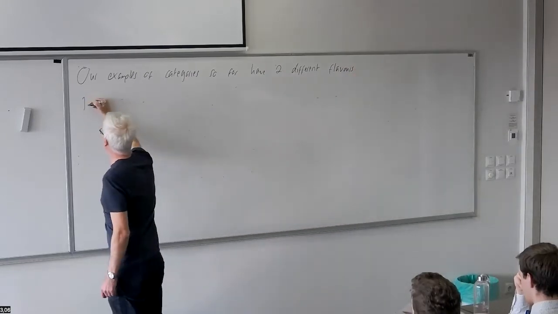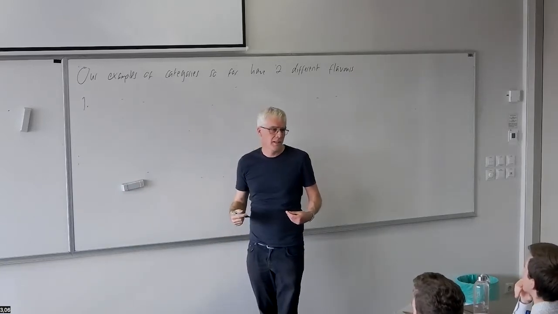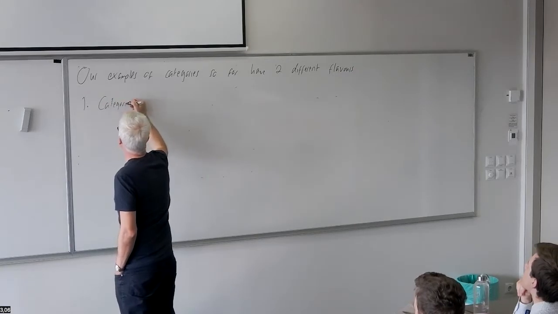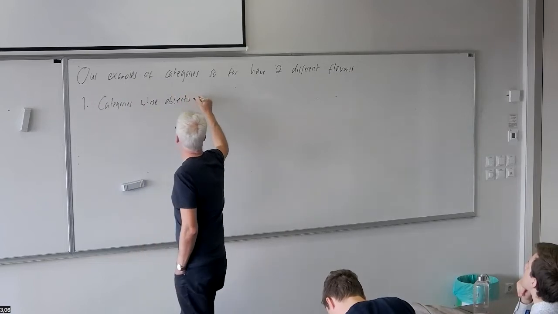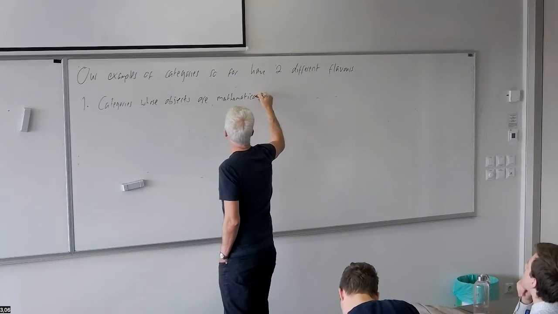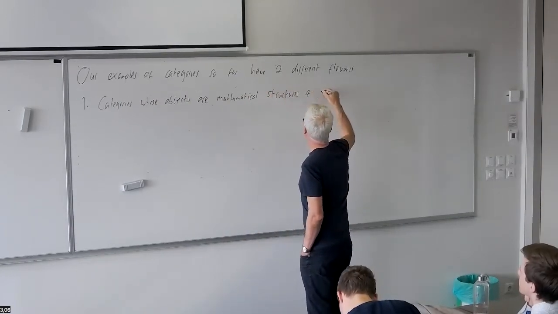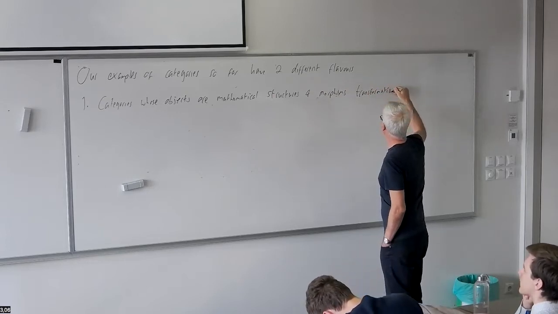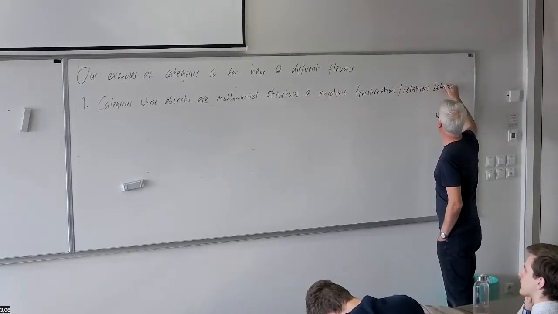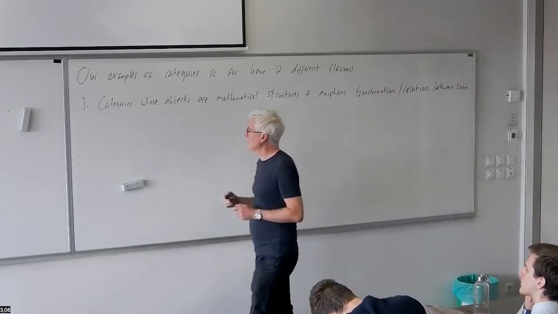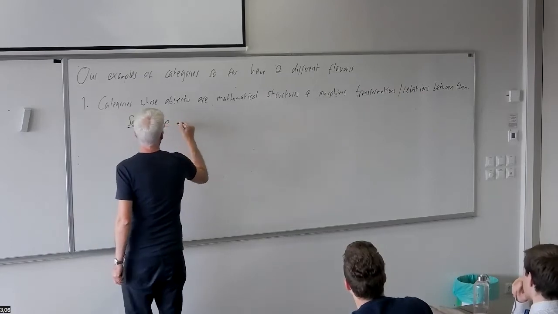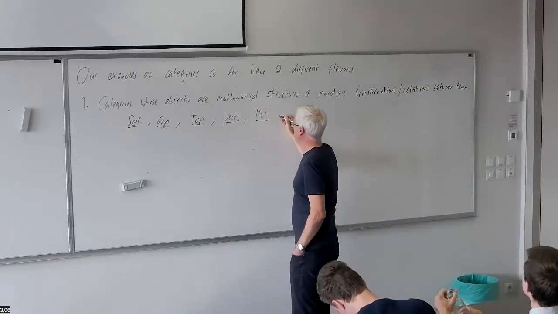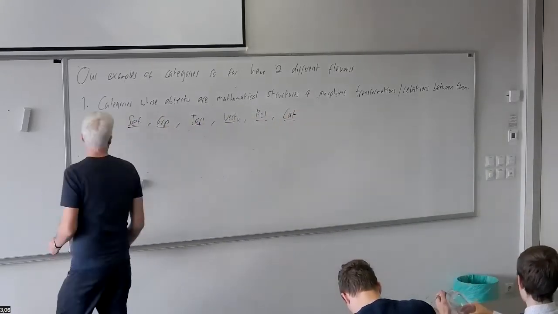The first kind is categories whose objects are mathematical structures of a particular kind and whose morphisms are transformations between them, or relations between them. So this would be Set, Grp, the category of all groups, Top, vector spaces, relations, and now Cat itself is a similar category. Small categories is a similar thing.